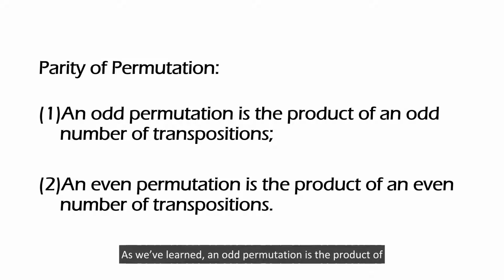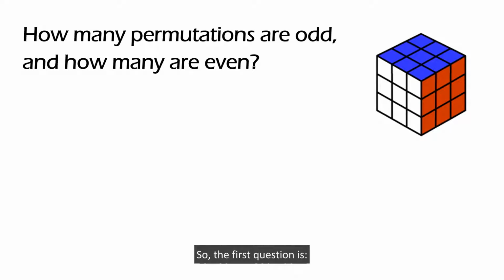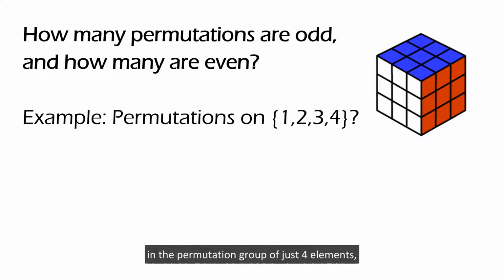As we've learned, an odd permutation is the product of an odd number of transpositions, and an even permutation is the product of an even number of transpositions. So the first question is, how many permutations are odd, and how many of them are even? If you've tried some examples on your own, not just in the cube group, but also, for example, in the permutation group of just 4 elements, you will discover that the number of odd and even permutations are equal.